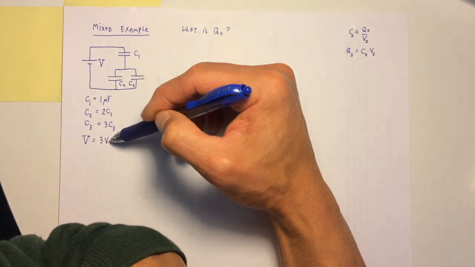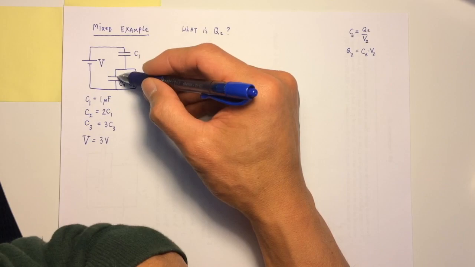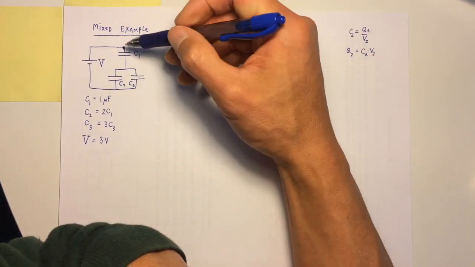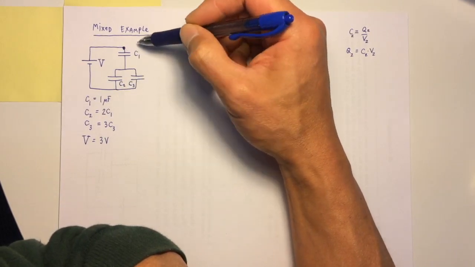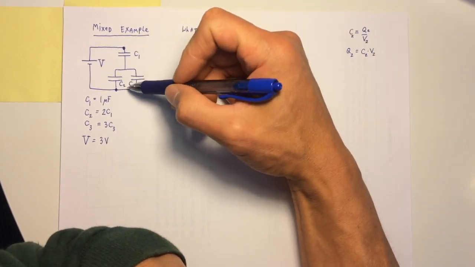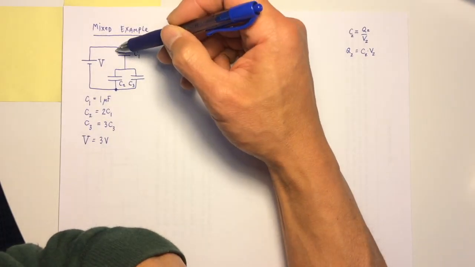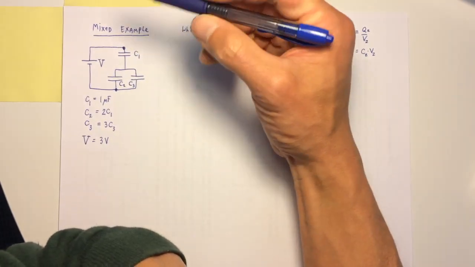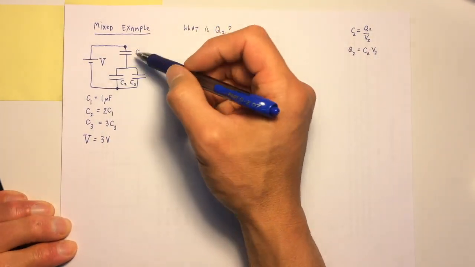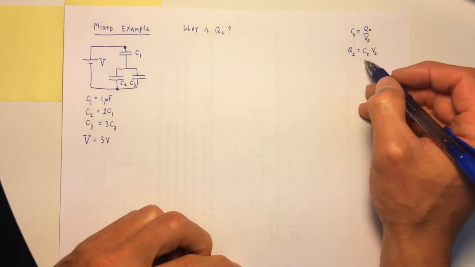I've got a voltage, 3 volts, but this 3 volts is not across C2 by itself. This voltage is actually across some effective capacitance, from the bottoms of both C2 and C3 to the top of C1. So there's some other stuff going on. It's a mixed example, with lots of capacitance in it.